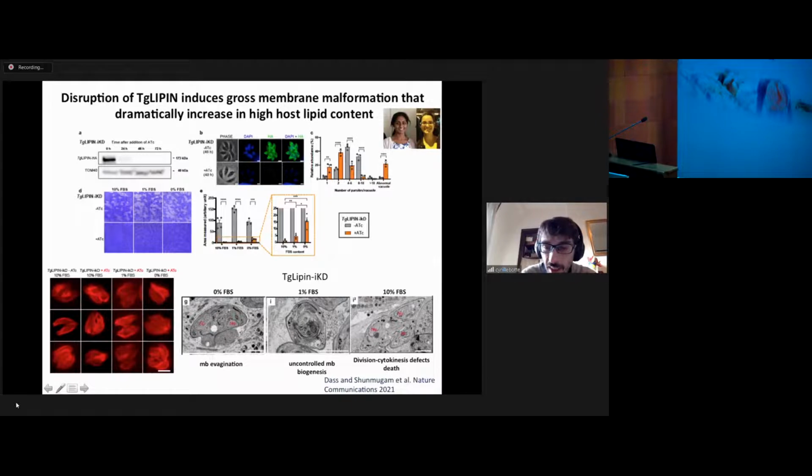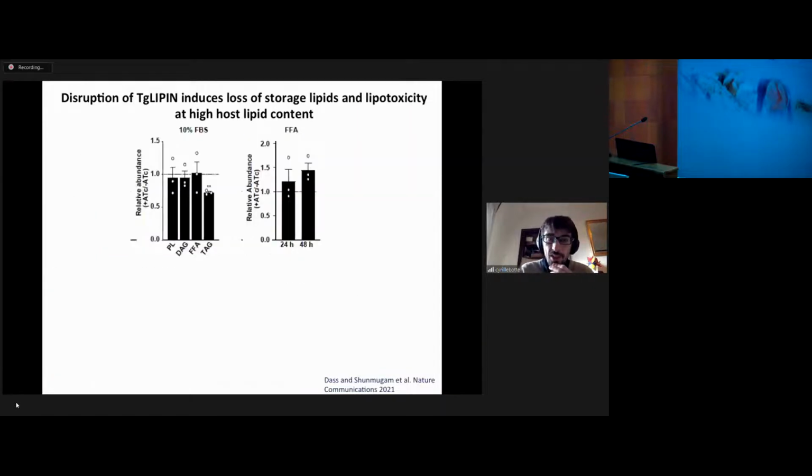We could even see the accumulation of endoplasmic reticulum whorls, or big chunks of membrane accumulating in the parasite without the lipin, even at normal nutrient conditions. So there was something wrong with the membrane biogenesis of the parasite. So we decided to look at what was going on at the lipid level.